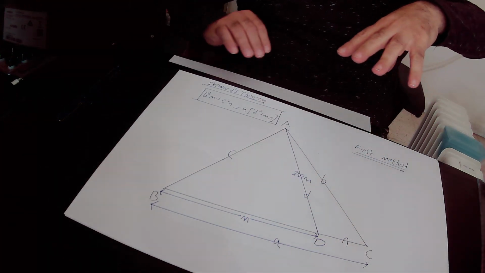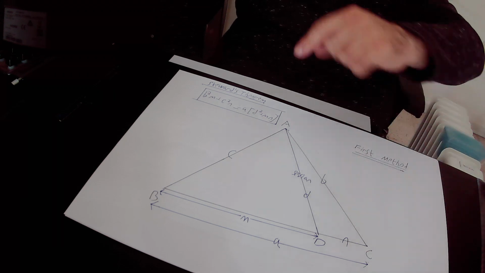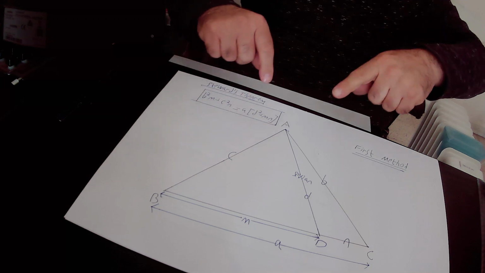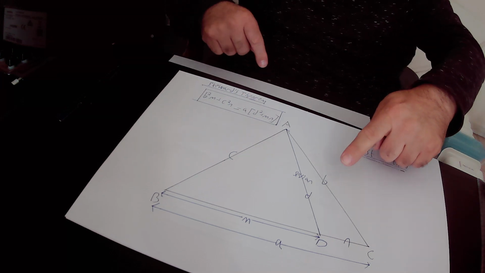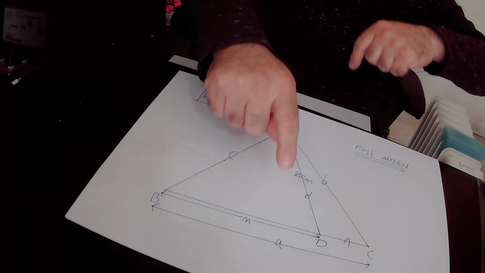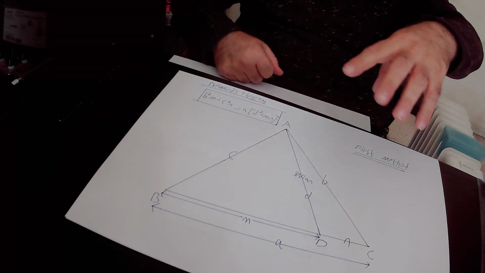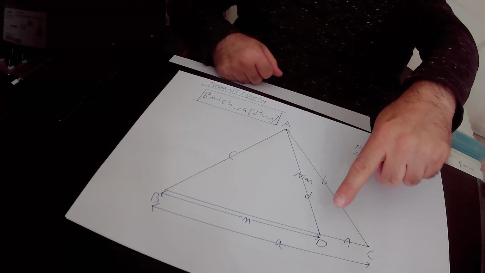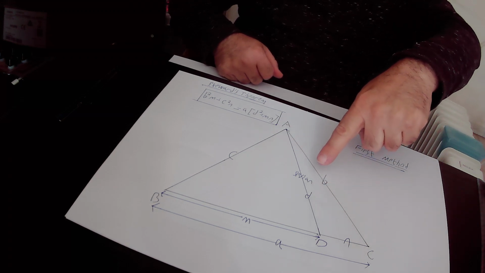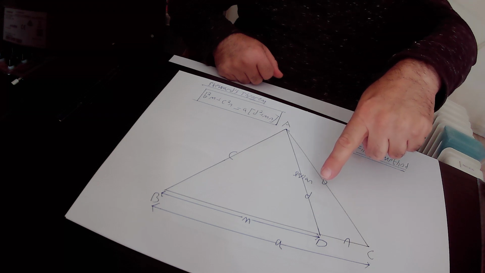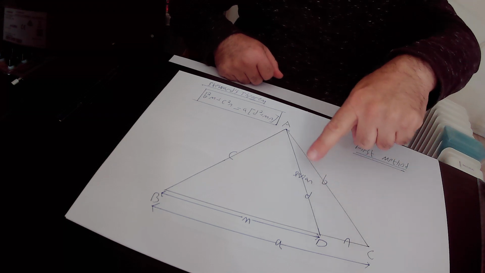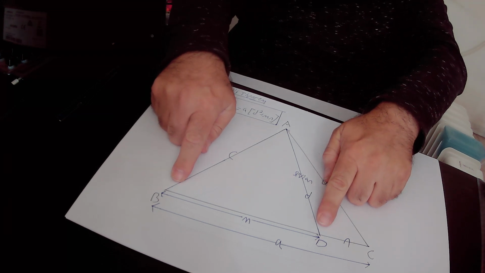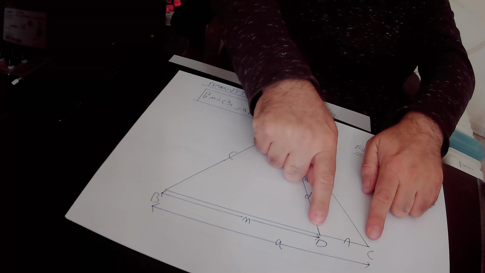So here we have a triangle ABC. The length of side AB is C units, side AC equals B units in length, and side BC equals A units in length. And the cevian in this triangle ABC is line segment AD, and it equals D units in length. We also know that line segment BD equals M units, and line segment DC equals N units in length.